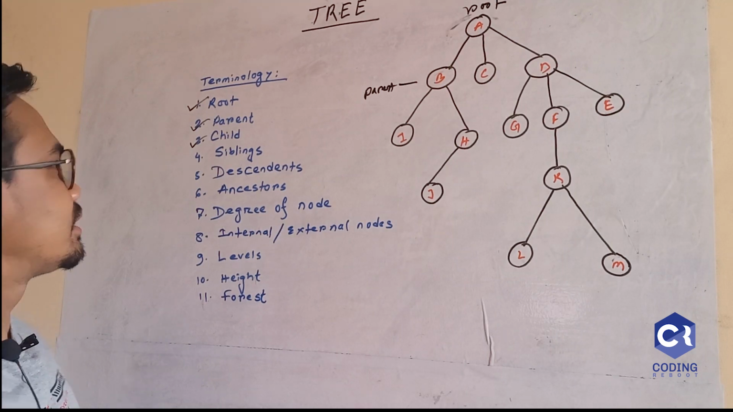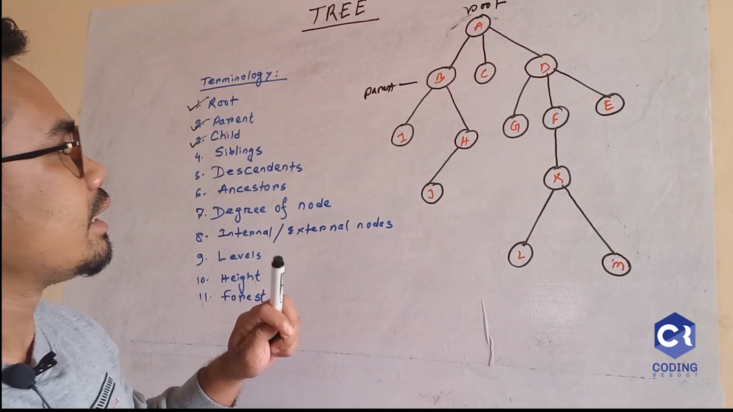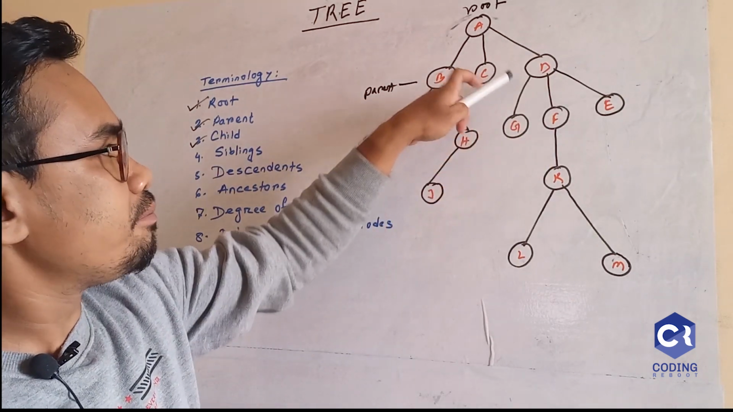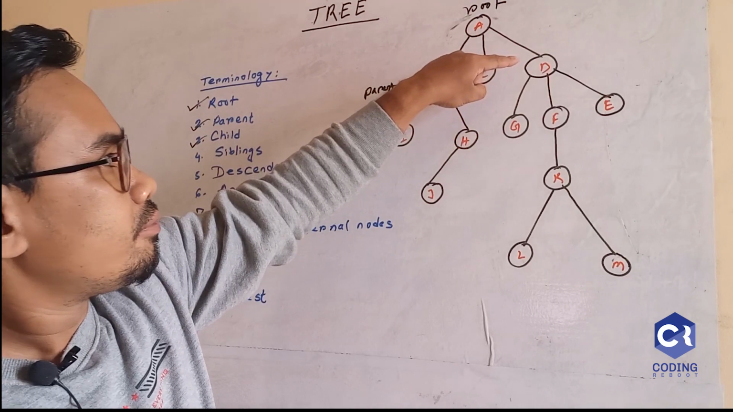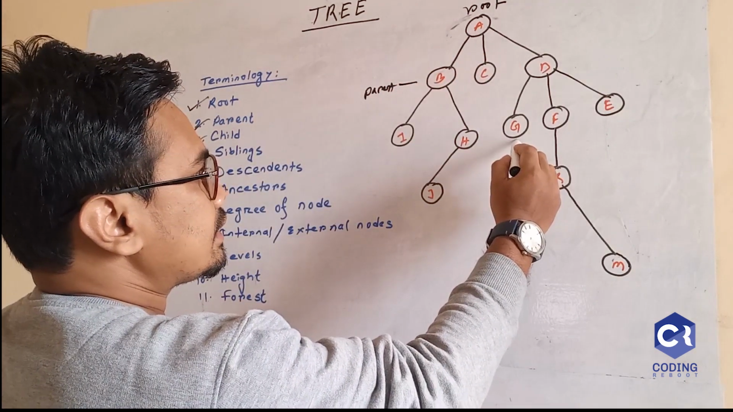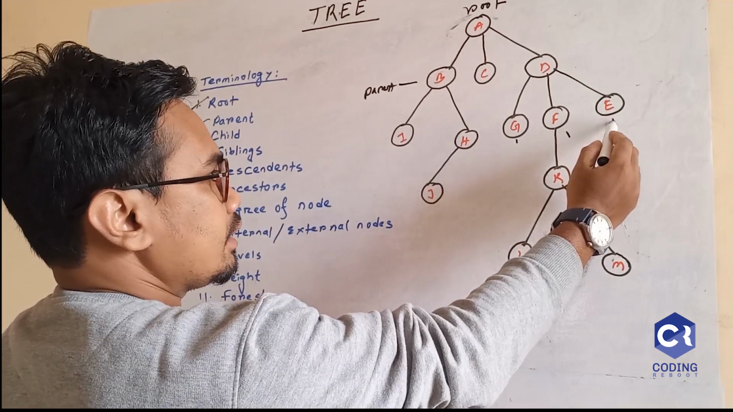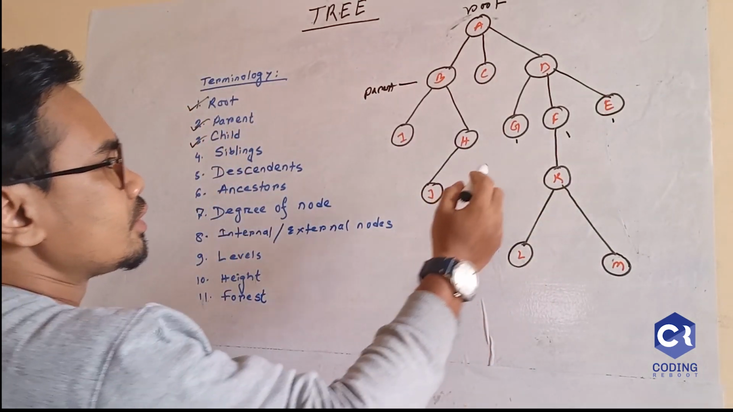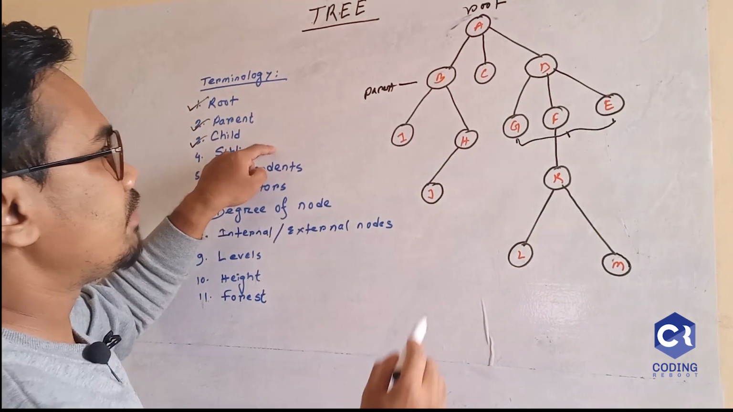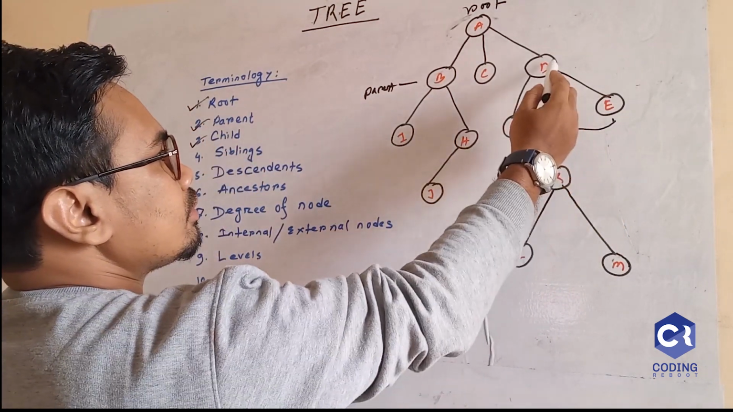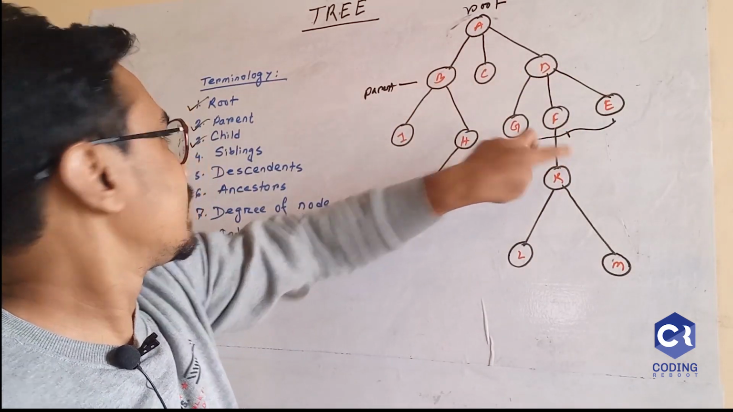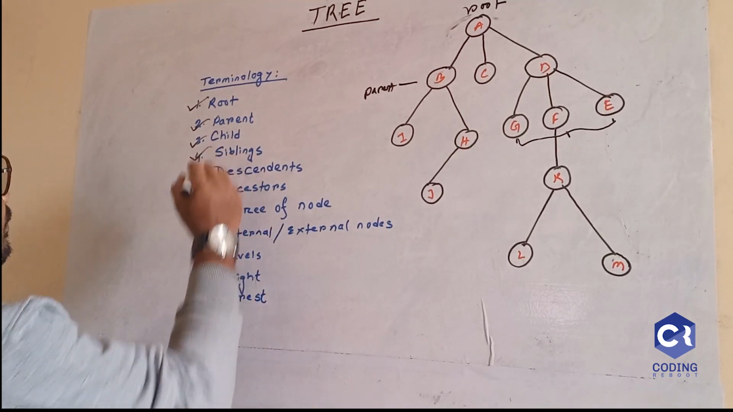So, what about the siblings? Siblings are a collection of children from the same parent. See, for D, there are 3 children, that is G, F and E. So G, F and E together are the siblings. D is the parent and G, F, E together are siblings.